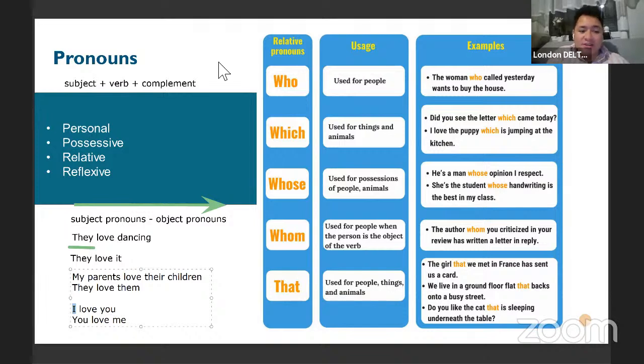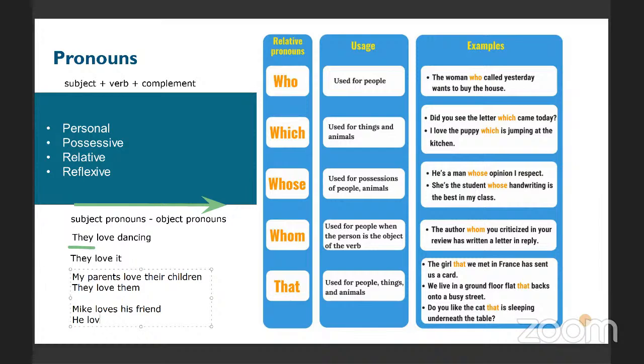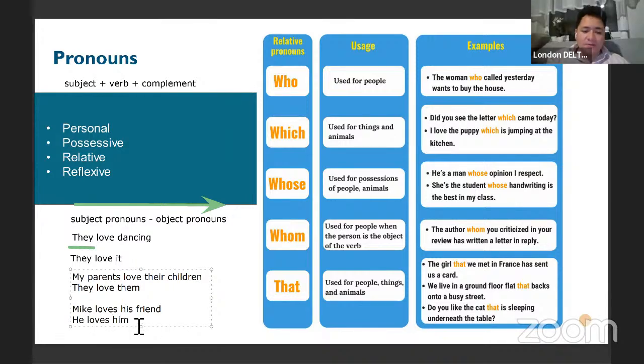That's why we have he and him, right? For example, how could you say, okay, he, we could say Mike loves his friend. So you would say he loves him. He loves him. Okay. So that is the difference between him and he. It's very important to understand the difference between the subject and the object, because of what we're going to see in a moment with the verbs.